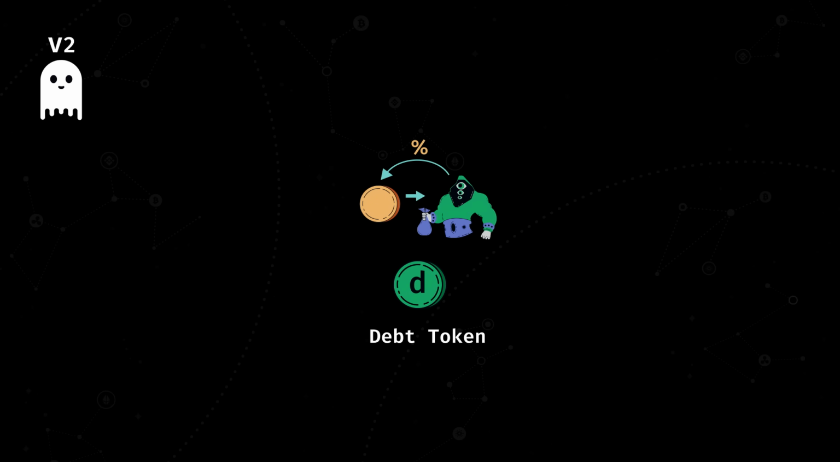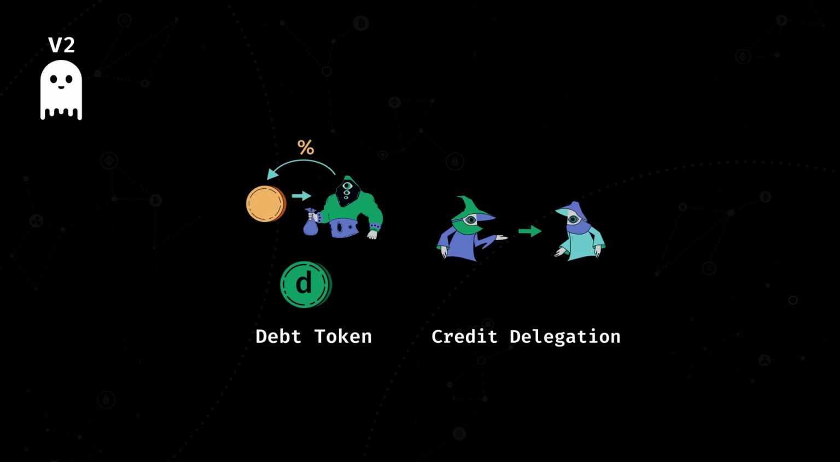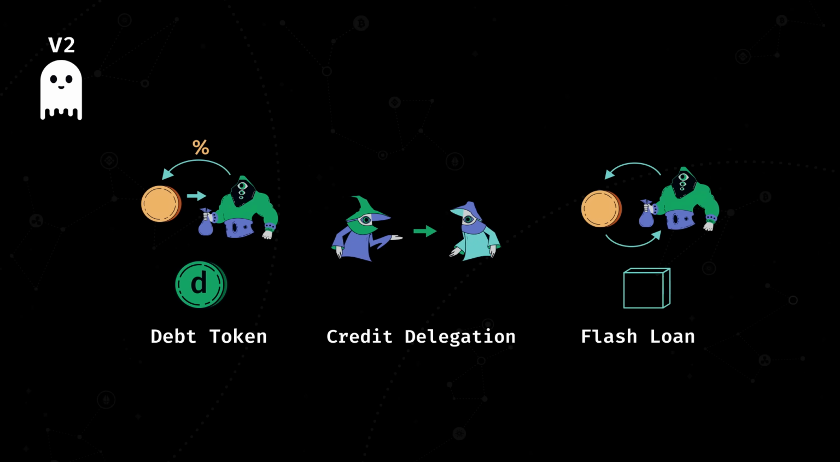In V2, Aave also introduced a new product called credit delegation, which gives the depositors an option of delegating borrowing power to other users. The second version of Aave also integrated flash loans into the protocol. Flash loans are a kind of loan that one can take without putting up any collateral, as long as the assets are returned to the protocol within one block transaction.